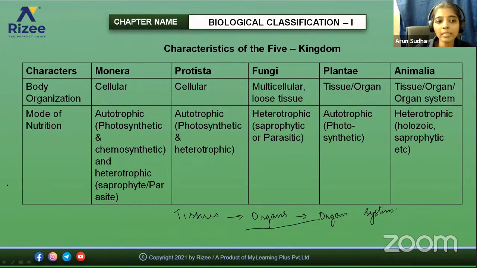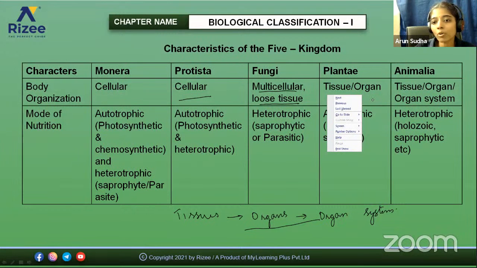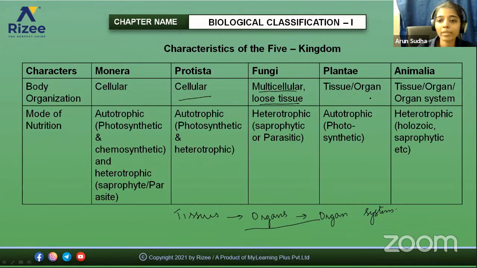In the case of Monera, it is cellular organization, and Protista also is cellular organization. In the case of fungi, it is multicellular, and similar cells form tissues. In the case of plants, it may be either a tissue or the organ level of organization. And in the case of Animalia, it is the organ system level of organization.